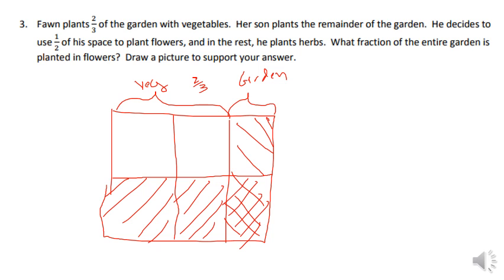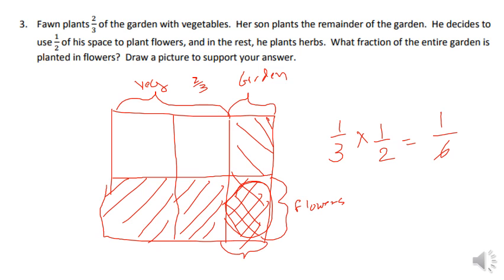Now, as we can see, it says what fraction of the entire garden is used to plant flowers. So we can see that here we ended up with 1/3 times 1/2, which equals 1/6. And we can see this here is the part right here, which was flowers. Which was 1/6.